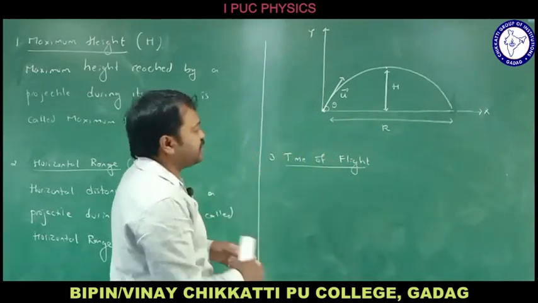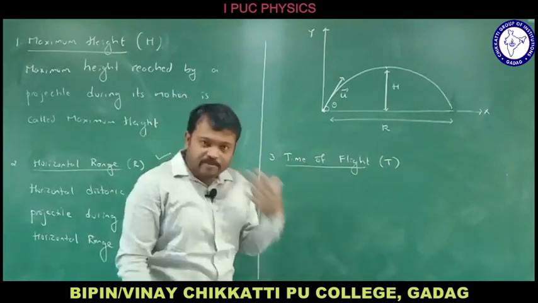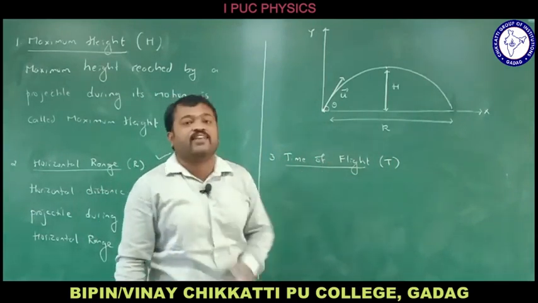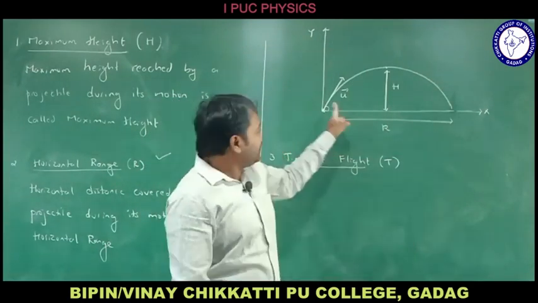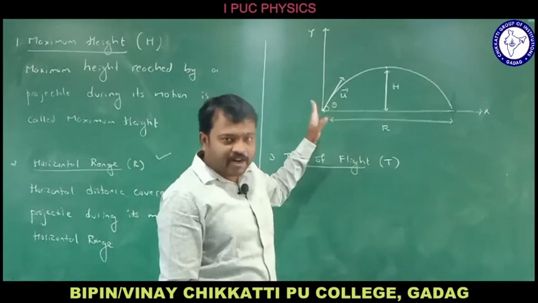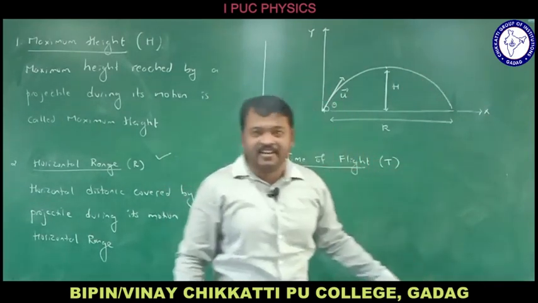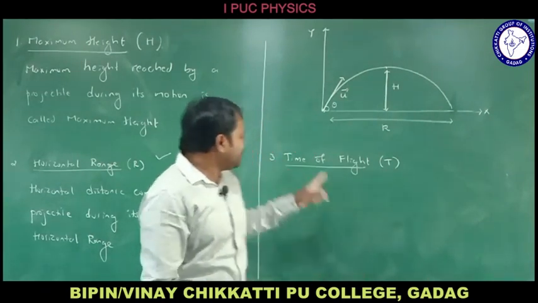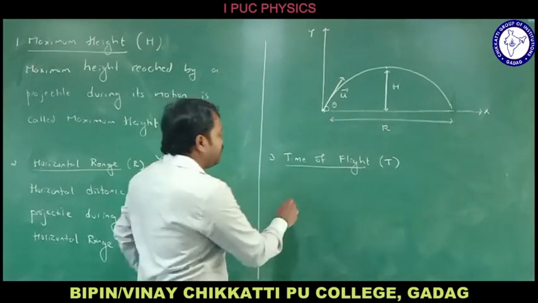Let me go with the time of flight, that is T. The name itself says it is the time taken for the flight. Flight means it will go and reach that point. So what is the time taken by an object to reach this position? How much time did it take? That T is called the time of flight. What is the time required for that flight to reach that point? Let me write it like this.